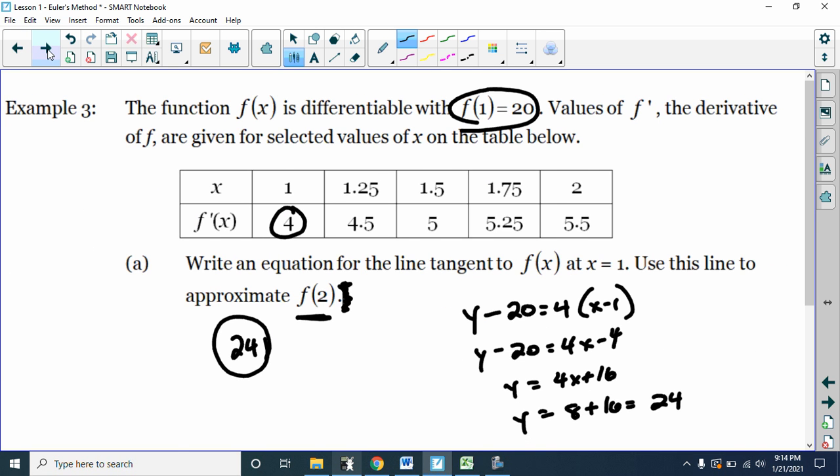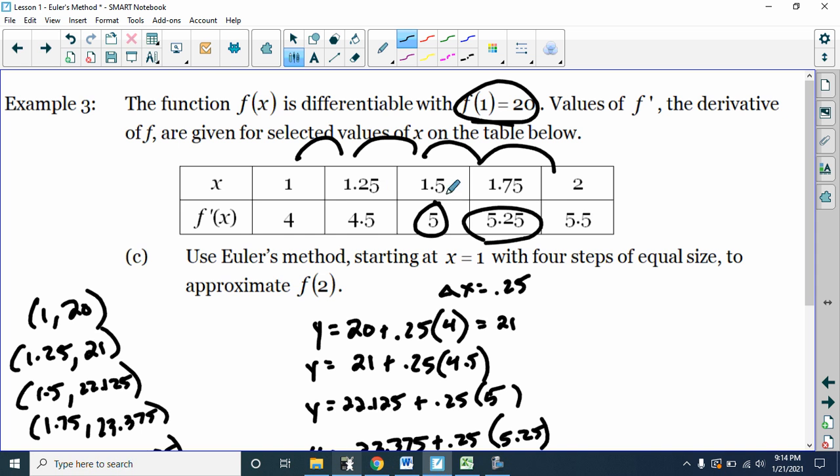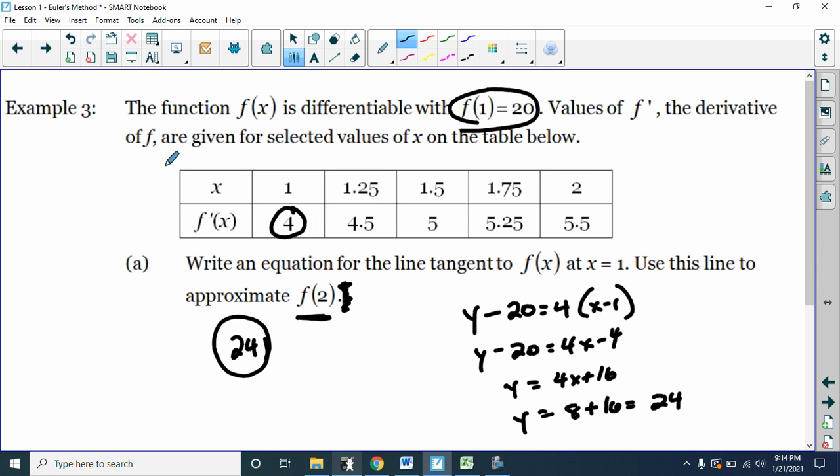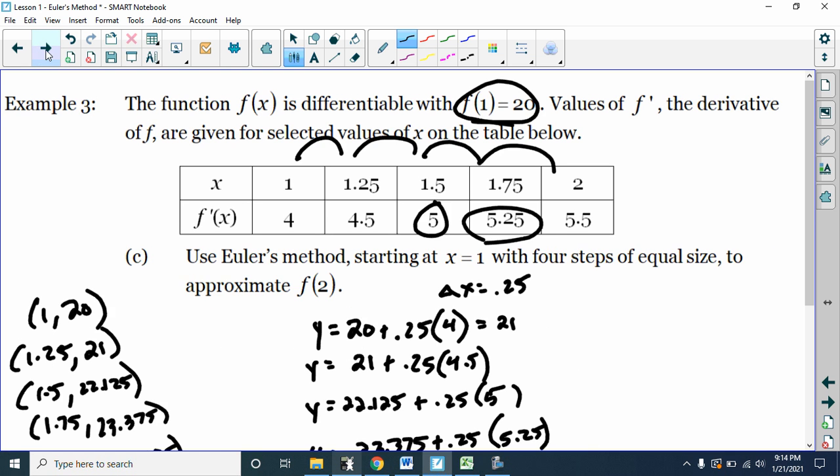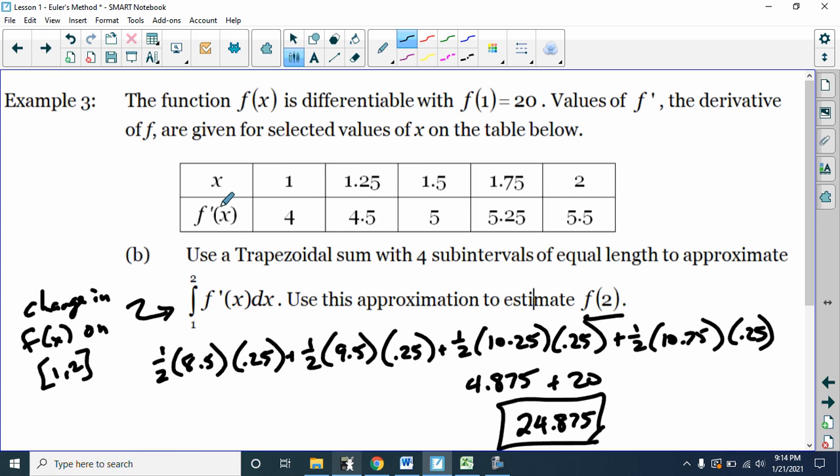So notice all 3 methods give us answers that are pretty close: 24.688, 24.875, and 24. Of the 3 methods, using the tangent line is certainly the worst because it's just taking 1 point into account. I'm not sure which one would be more accurate, Euler's method or trapezoidal sum. Probably depends on what the values are. But that is Euler's method. That's all I've got for today.